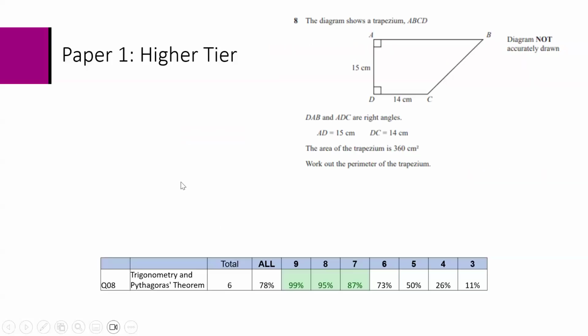Let's go back one. Sorry, gone too far. So again, area of a trapezium. So again, we're talking about here shape and space algebra. And it does seem to be discriminating between, especially when I'm looking at the statistics.